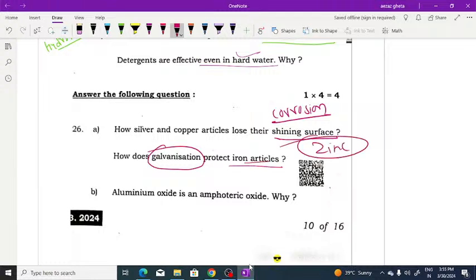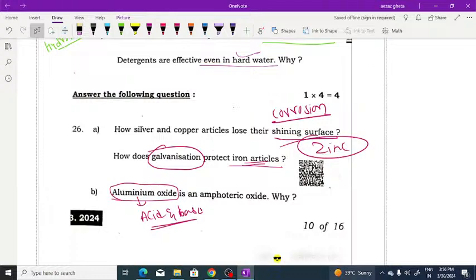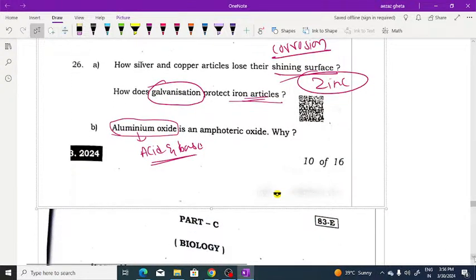Aluminium oxide is an amphoteric oxide. Why? What is the reason? Because it reacts with both acid and base to form salt and water. Understood?